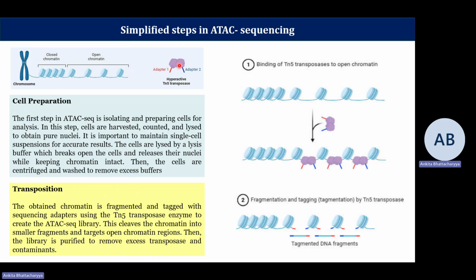Yeah. And it has two different adapters on top of it, adapter 1 and 2, which are I5 and I7 overhangs, like you can see. Then you have these crude steps, which includes cell preparation, which is obviously the first step, where cells are harvested, counted, and lysed so that you get your pure nuclei. And it's important to maintain single cell suspension so that you can get more accurate results.